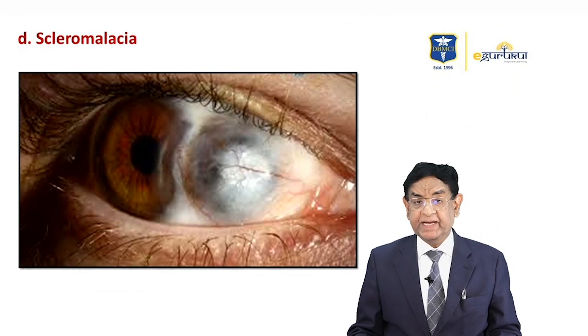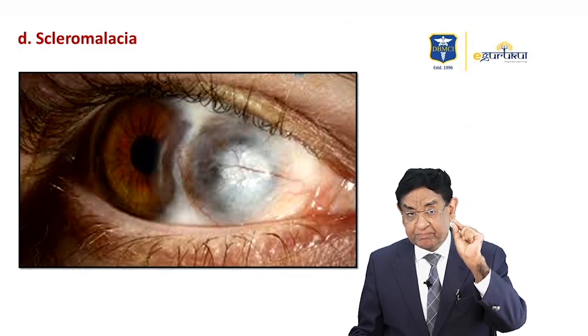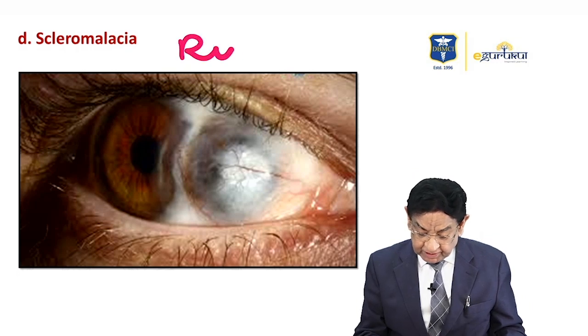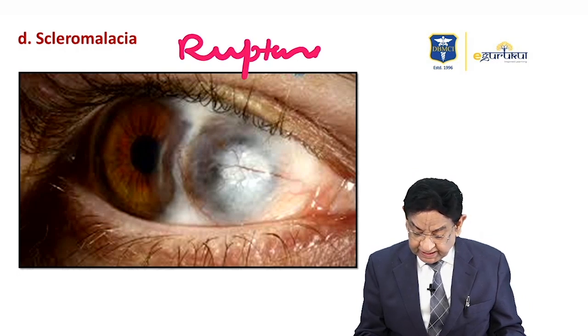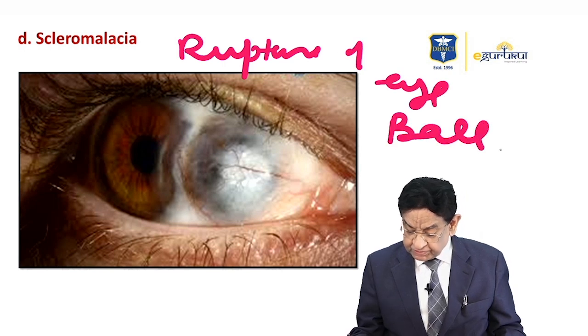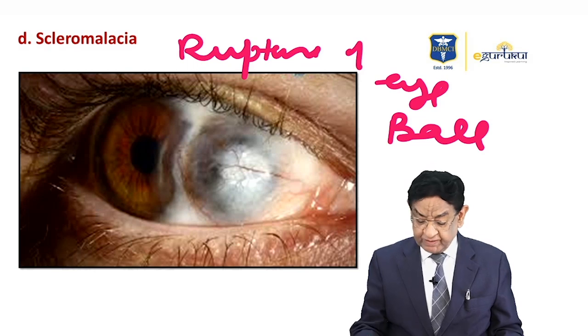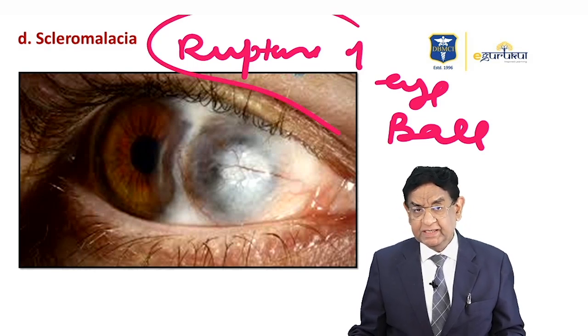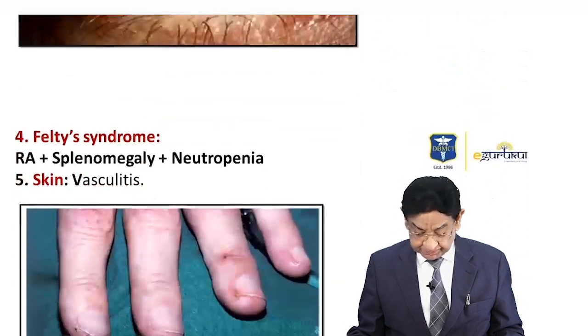Well, in these very advanced cases, sclera can even melt. So it can become thin, it can rupture. So scleromalacia is rupture of the eyeball. So again, one more important point you have got to remember, scleromalacia, even the eyeball can rupture.